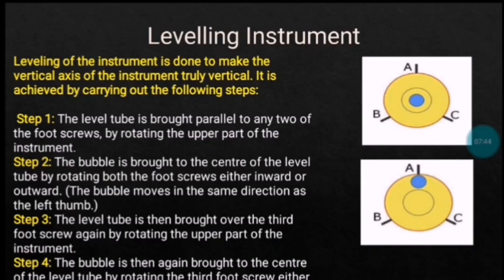The level tube is then brought over the third foot screw, again by rotating the upper part of the instrument. The bubble is then again brought to the center of the level tube by rotating the third foot screw either inward or outward.